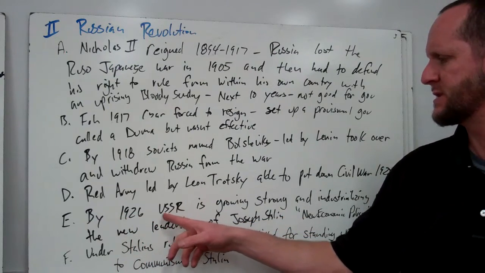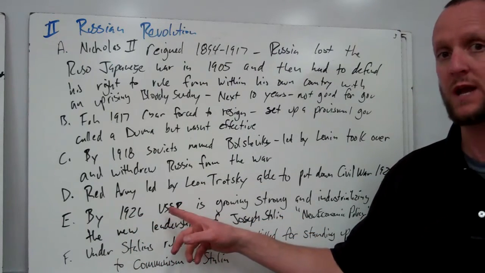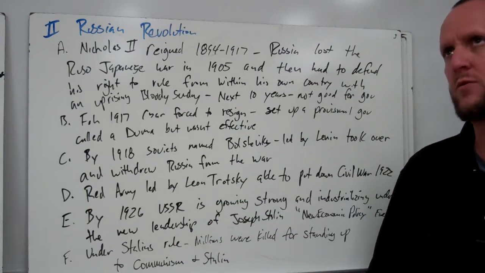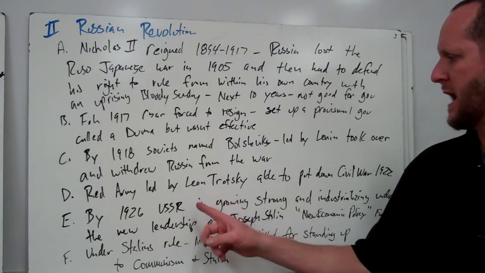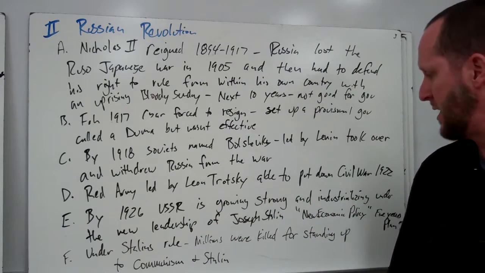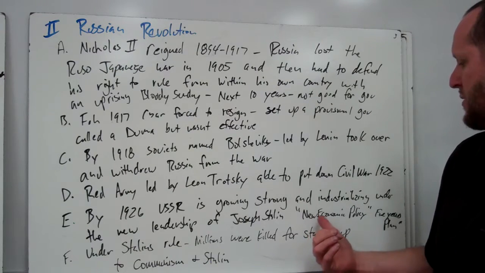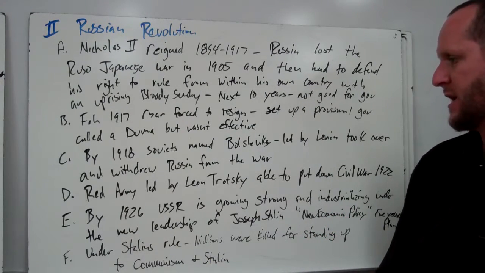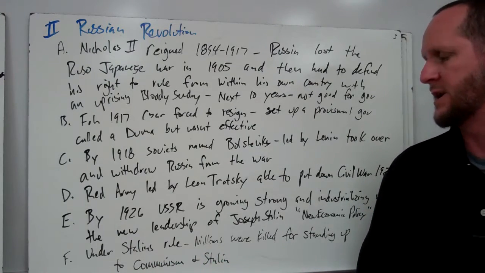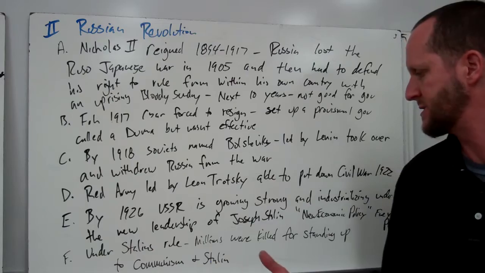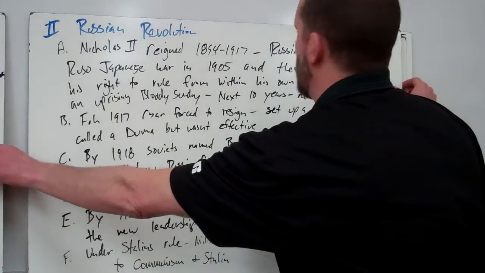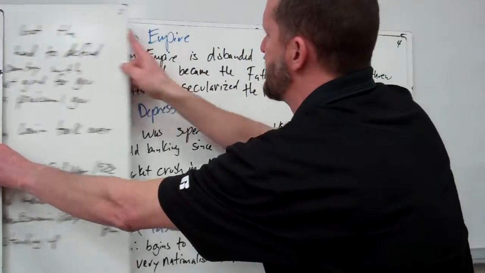By 1926, the USSR, the United Socialist Social Republic, USSR, did I say that right? Probably not. All right, is growing strong and industrializing under new leadership of Joseph Stalin. He comes up with a new economic policy, the Five Year Plan. Under Stalin's rule, millions were killed for standing up to communism and to Stalin, and so this was not a good time in Russia's history.